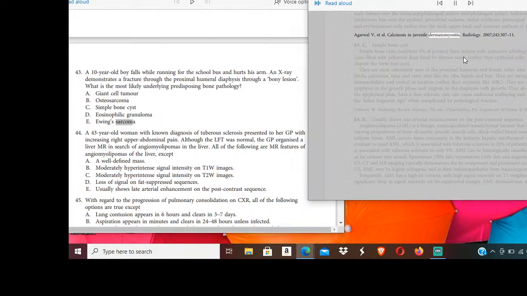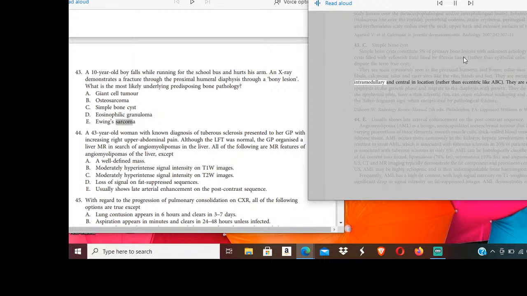Calcinosis in juvenile dermatomyositis. Radiology 2007, 242:307-11. 43. C. Simple bone cysts. Simple bone cysts constitute 5% of primary bone lesions with unknown etiology and consist of cysts filled with yellowish fluid lined by fibrous tissue rather than epithelial cells, hence some dispute the term true cyst. They are most commonly seen at the proximal humerus and femur. Other sites include the fibula, calcaneus, talus, and rarer sites like the ribs, hands, and feet.